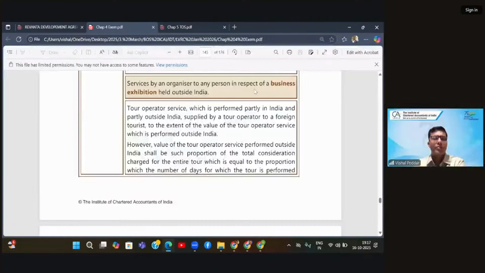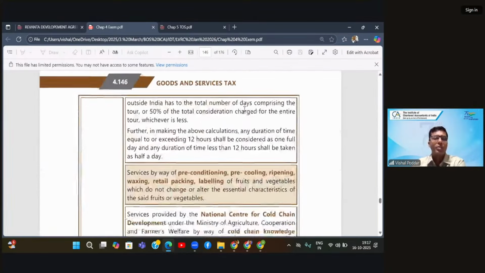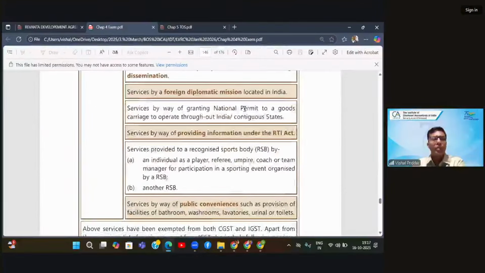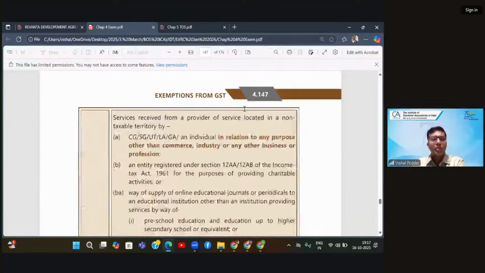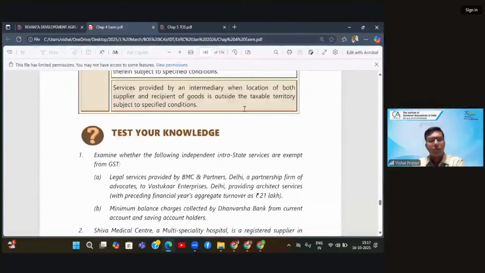And this is important: where there is a business exhibition which is held outside India. Let us say I am an organizer of business exhibitions, and I conduct a business exhibition outside India, let us say in Tokyo, where you all are exhibitors, booking a stall. Whatever charges I am levying to you will be exempt since the business exhibition is held outside India. So these are some major exemptions, students. Then there are some minor ones, but these are the major and the most important exemptions.